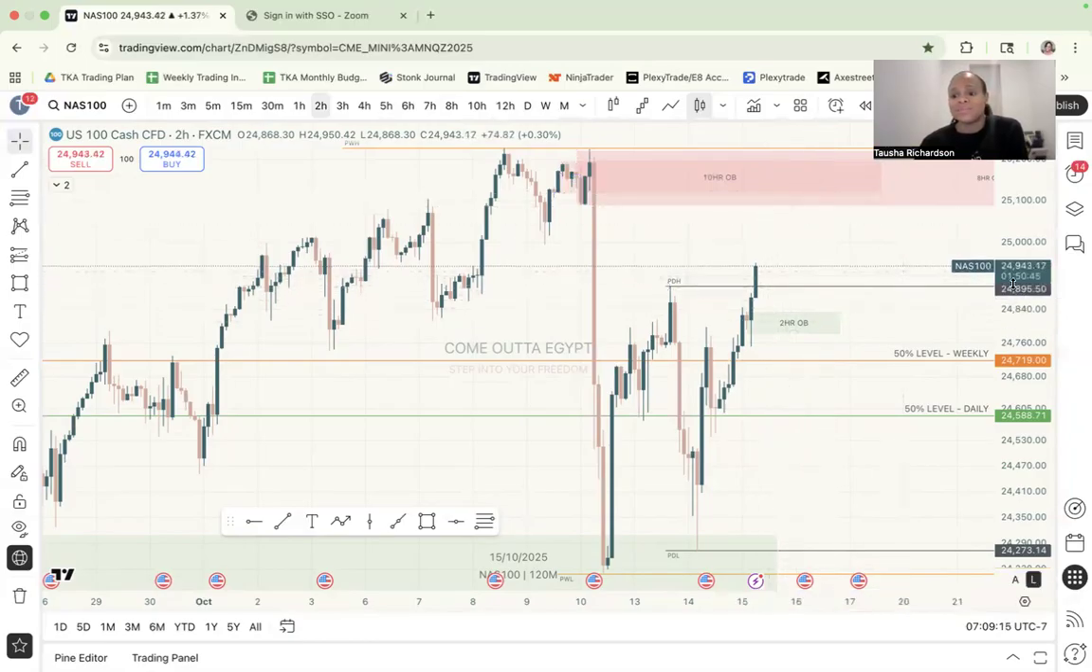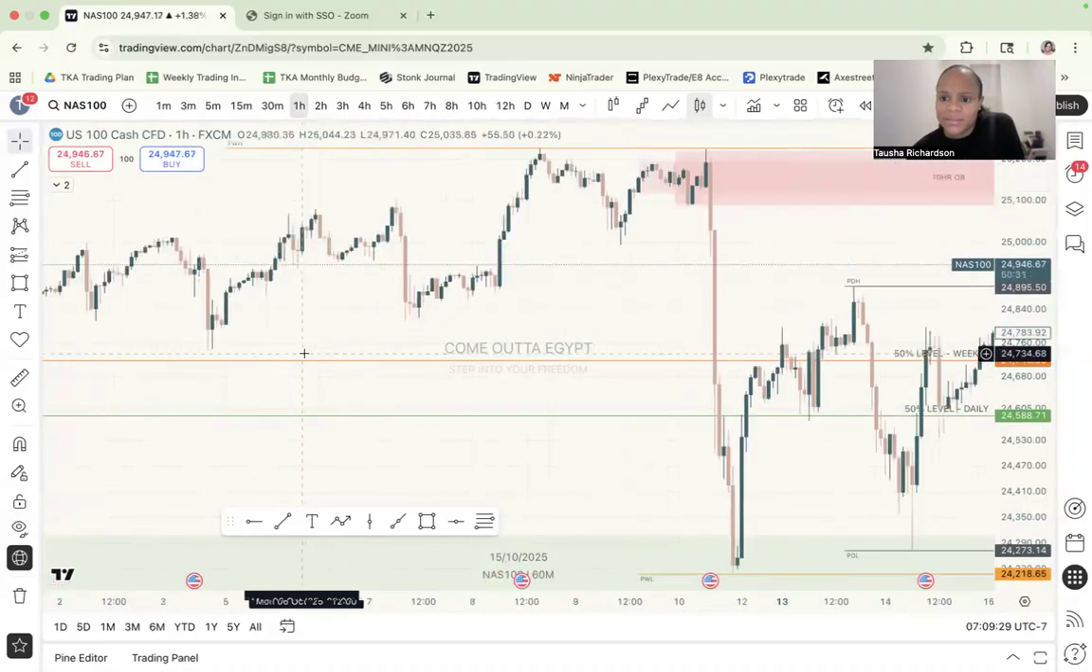So this could be a 2 hour order block, but this candle just began forming 10 minutes ago. So who knows how it will close. But if the body of this candle closes above these wicks, then that would be a 2 hour order block. So I'm just going to keep that in mind.